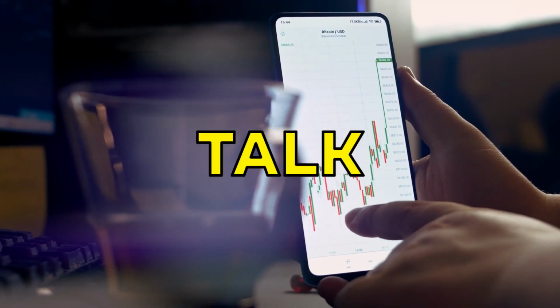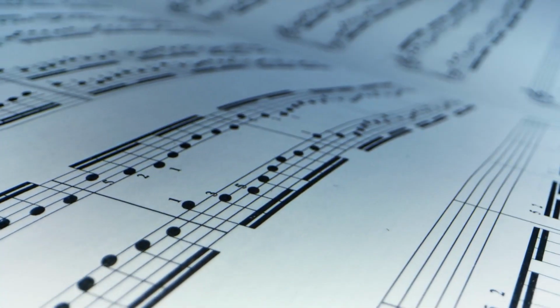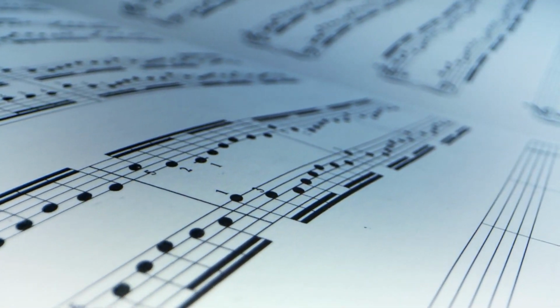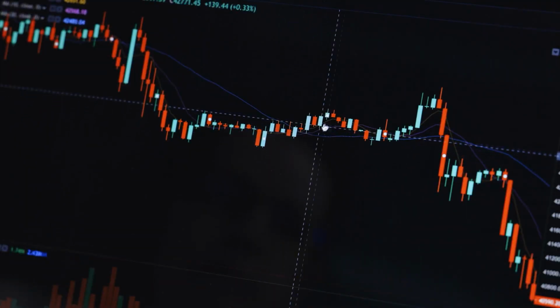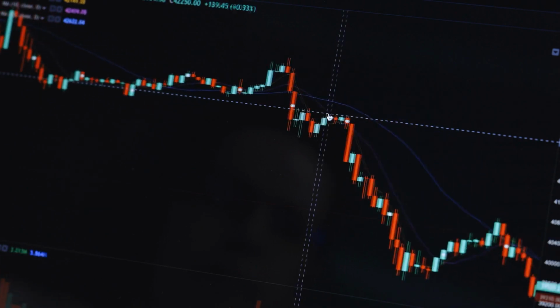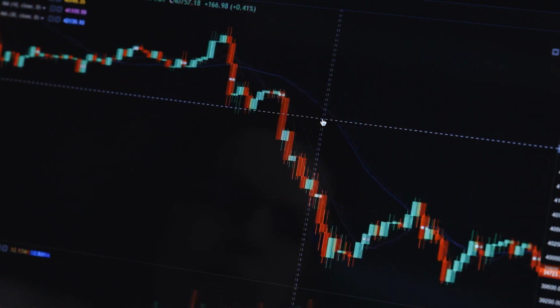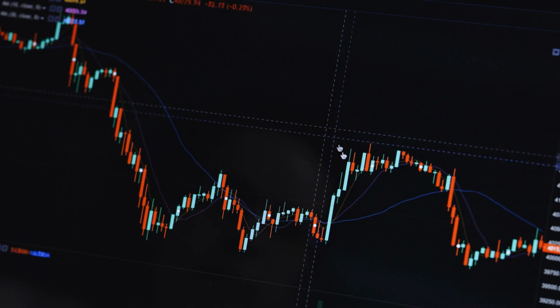Moving on, we'll now talk about the volume chart. I'd like to think of the volume chart as a symphony orchestra, with each transaction acting as a note in a piece of music. The volume chart shows the intensity of the buying and selling activity, much like a musical score shows the intensity of the different instruments playing together.